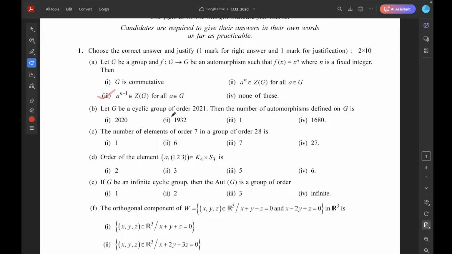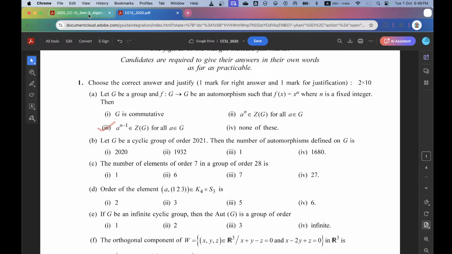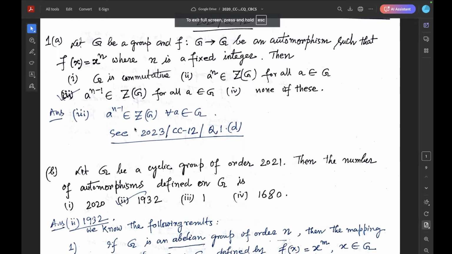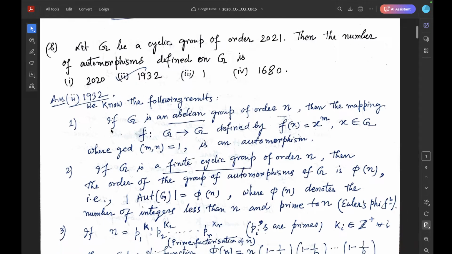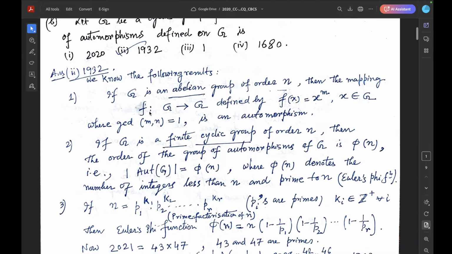Let G be a cyclic group of order 2021. Then the number of automorphisms defined on G is what? Correct option is 1932. Correct option 2. Now we know the following results.